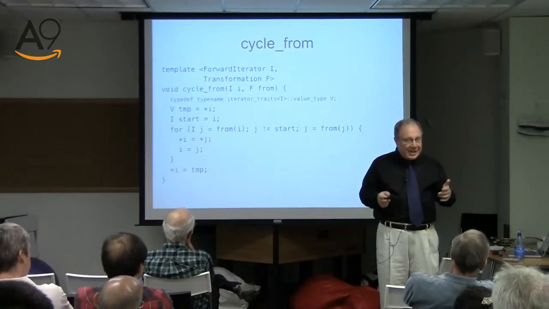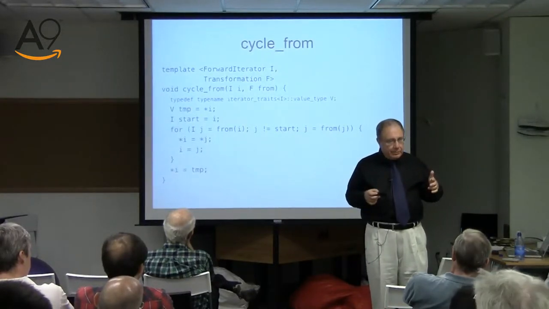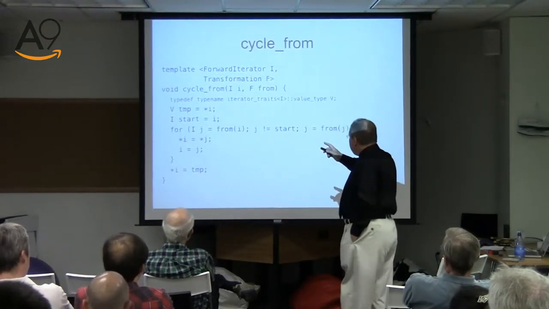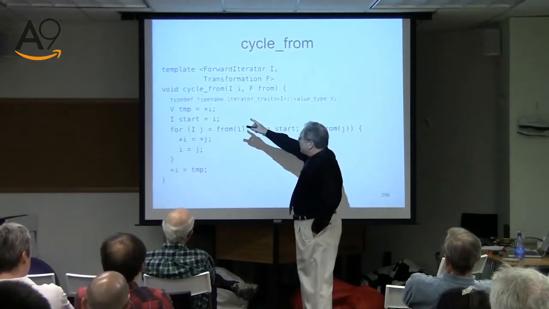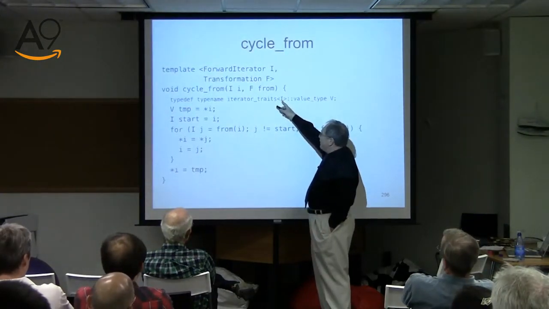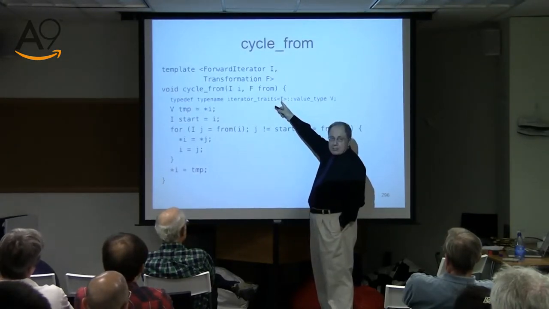Therefore, we need something which is known as type functions. Let me assure you, you say use Java. Java does not have type functions. Right? So it's not that C++ does, but they're ugly. So this is a way of doing a type function. This magic incantation allows me to say, what is the type of things to which my iterator I points?